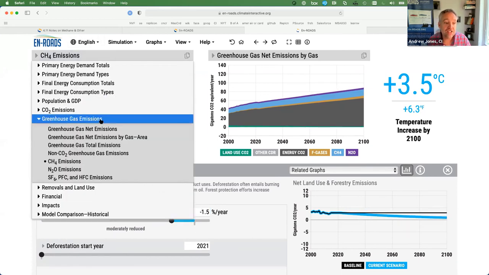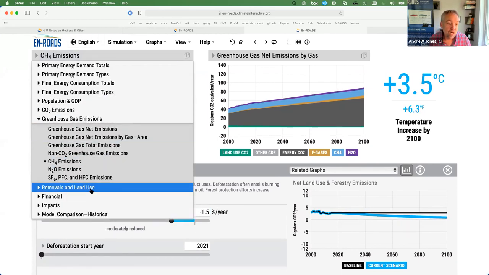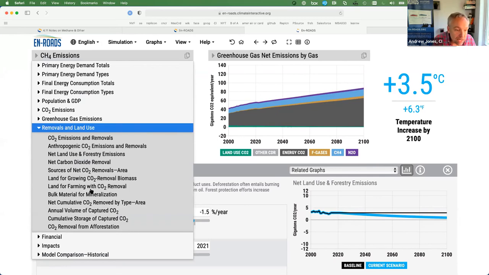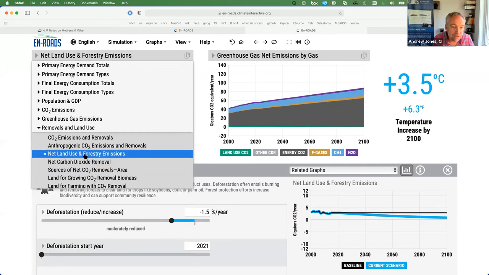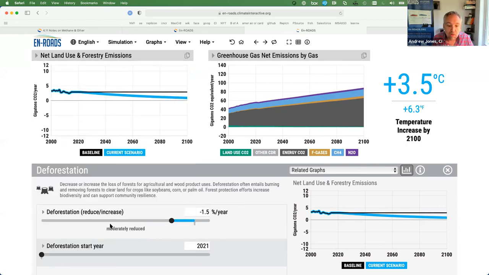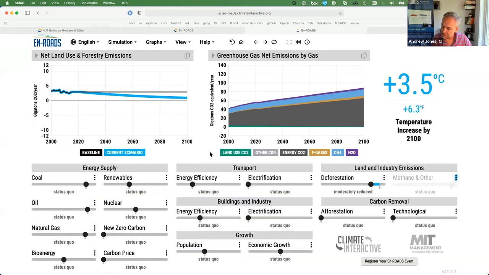And I'm going to change this to, here we go with net carbon removal. I'm sorry, I'm moving too fast. Net forestry emissions. Oh, there it is. So if it went to negative 1.5 and reduced, there's a small reduction. It doesn't quite change it to 0.1, but that's another contribution.